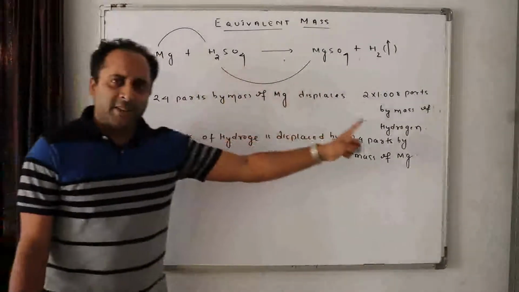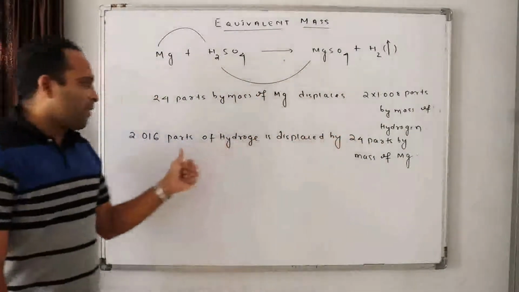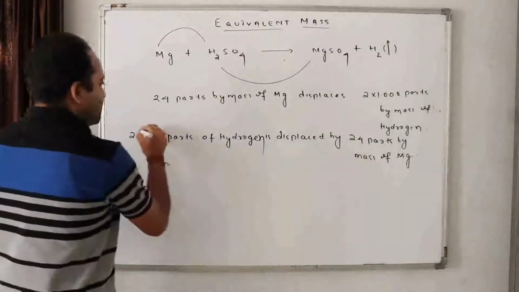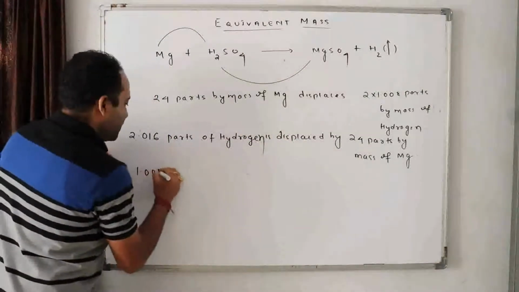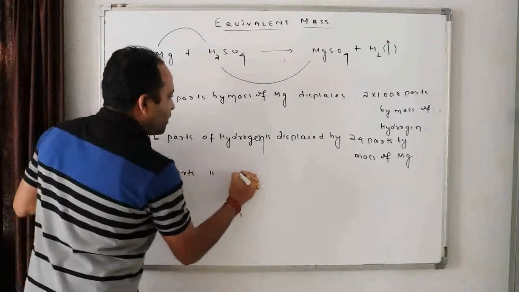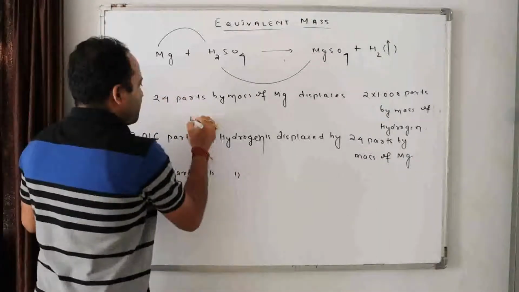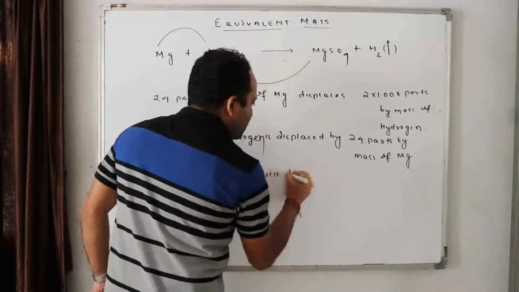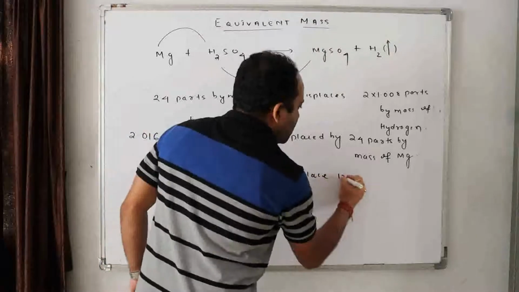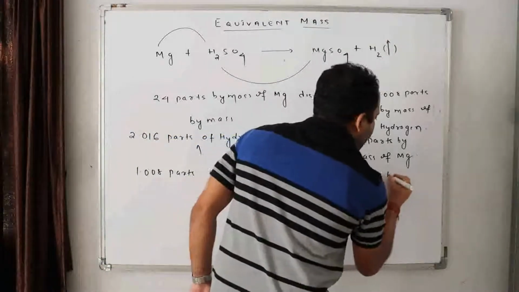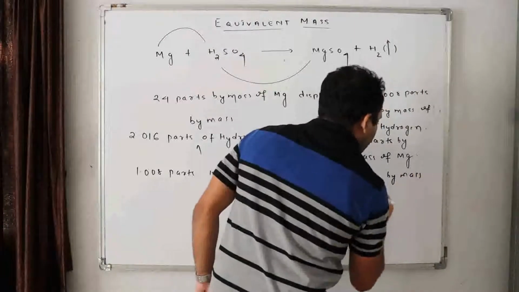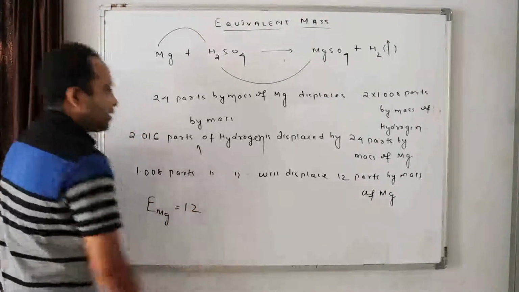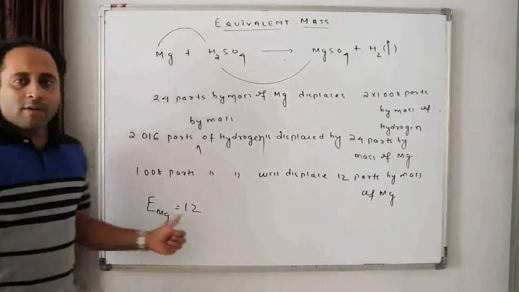So we know by definition that 1.008 parts by mass of hydrogen will displace how much? 12 parts. If 2.016 displaces 24 parts, then 1.008 parts by mass of hydrogen will displace how much? 12 parts by mass of magnesium. That means the equivalent mass of magnesium is what? 12. Easy.